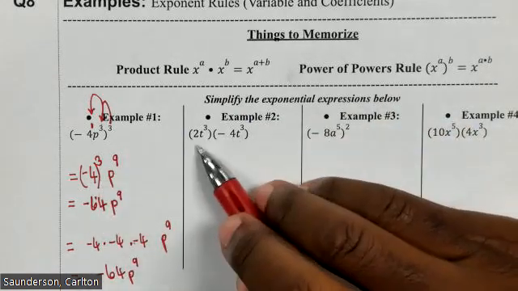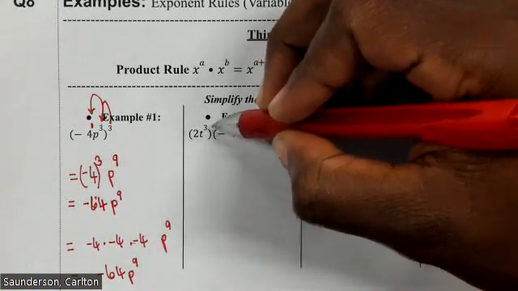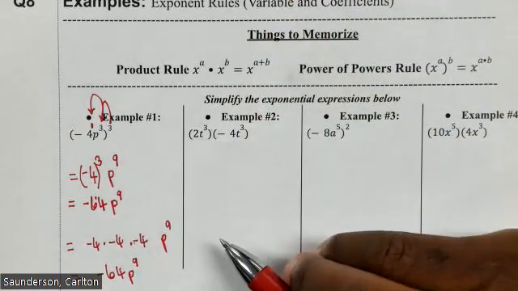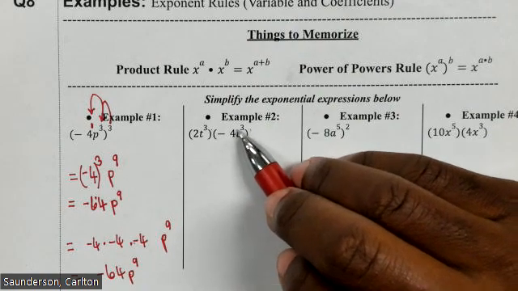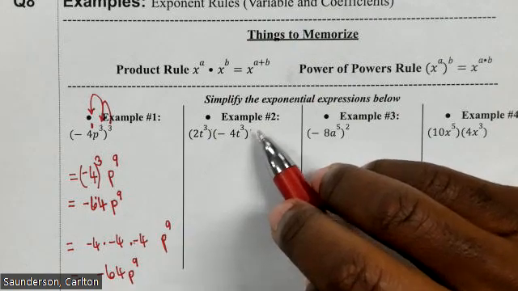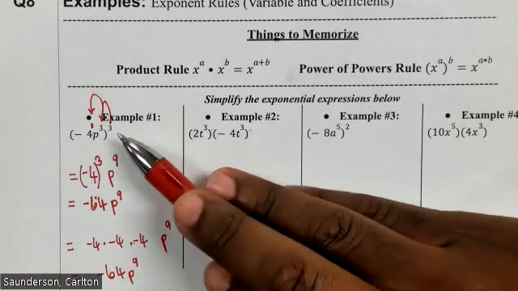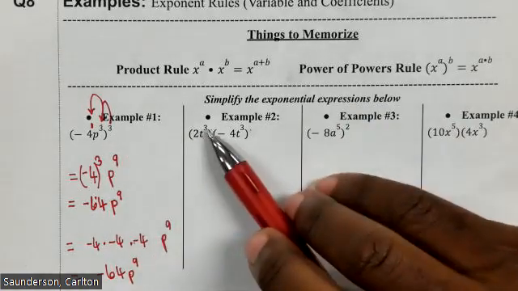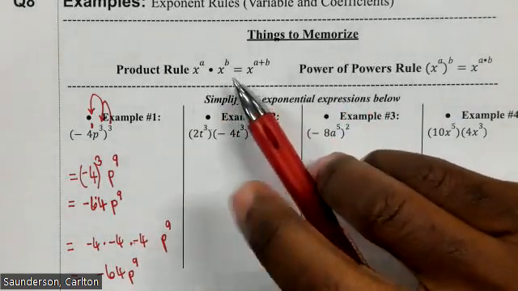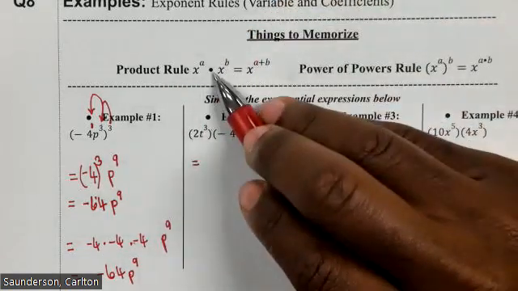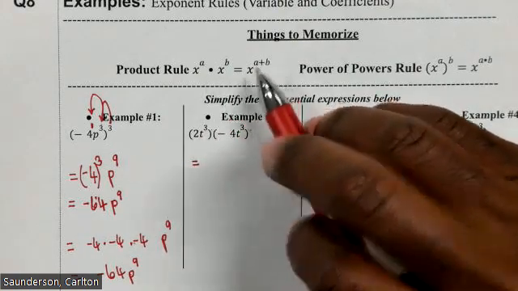So let's try to do the next one. Here I see a parentheses, but do you see an exponent on the outside of that parentheses? No. Do you see an exponent on the outside of this parentheses? No. All our exponents are on the inside. So that means we're not using power rule. Because there's no exponent on the outside, and both of these are inside of the parentheses, we're using product rule. Product rule means that you multiply. When we're multiplying things that have the same base, we're going to add the exponents.